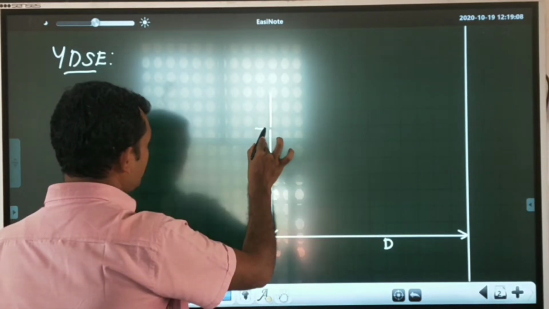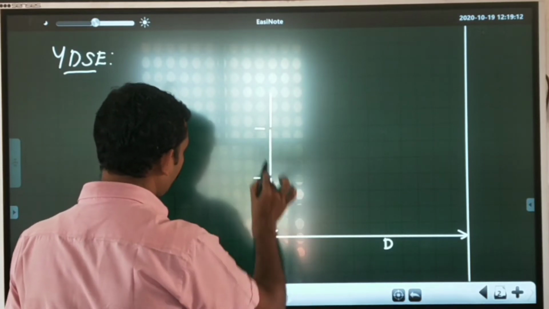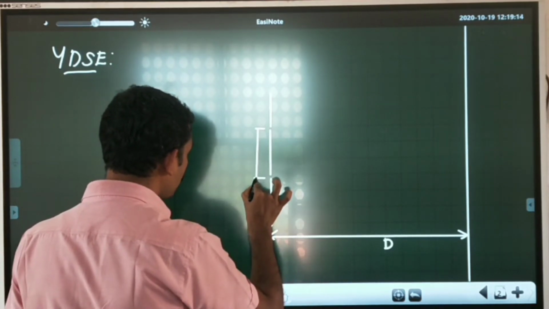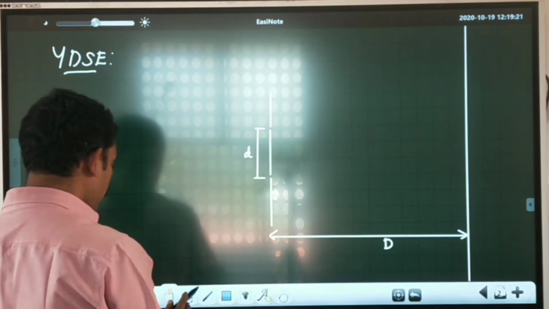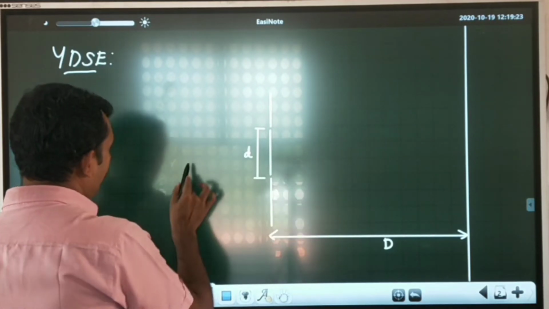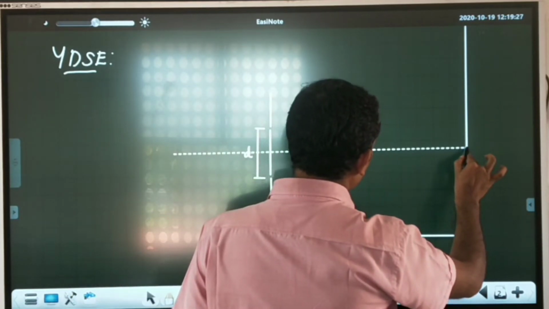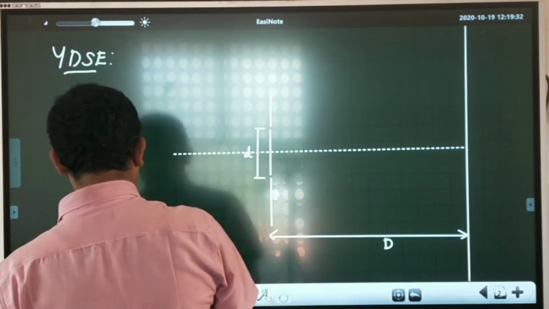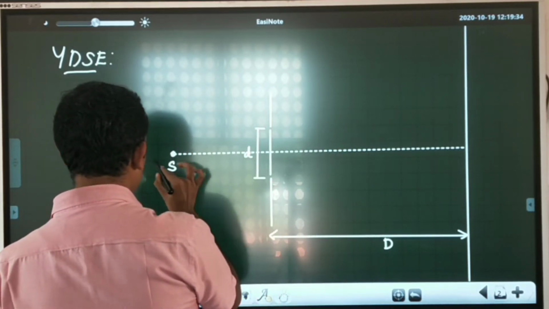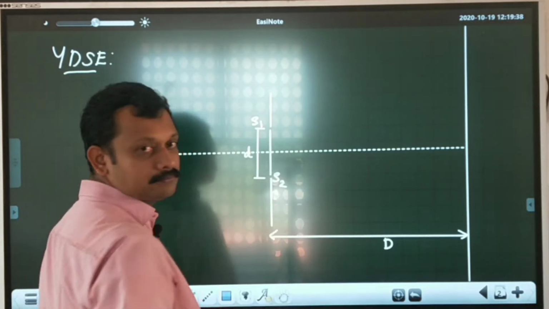And the separation between the two slits, let us choose this as small d. The separation between the two slits is small d. Then a source of light is placed here. This is S1. This is S2.